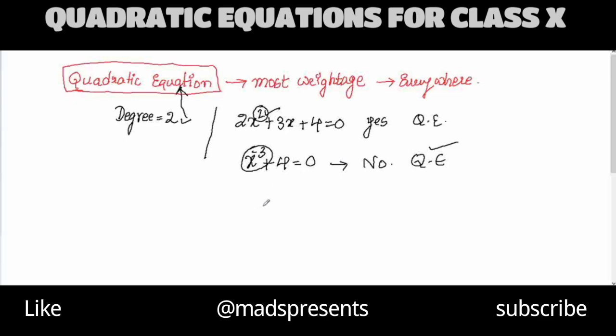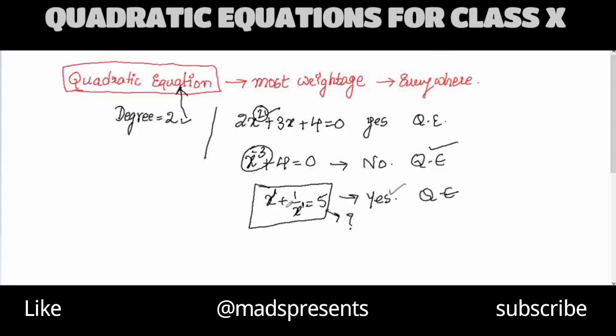For example, you take something like this: x plus 1 by x is equal to 5. If you see something like this, yes, it is a quadratic equation. Sir, how can you say it is a quadratic equation? Because the power of x is 1 here. Sir, how can you say it is a quadratic equation? I can say it is a quadratic equation.